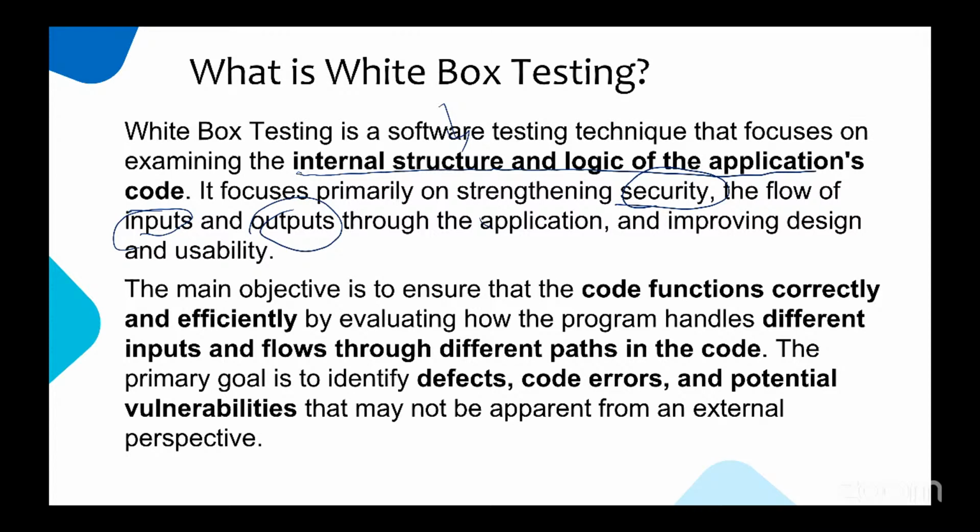Their main objective is that the code functions correctly and effectively. What they have written should work properly. And they will evaluate how the program handles different inputs and flows through the different paths in the code. The primary goal is to identify defects and code errors. This is very important: potential vulnerabilities that may not be apparent from external perspectives.